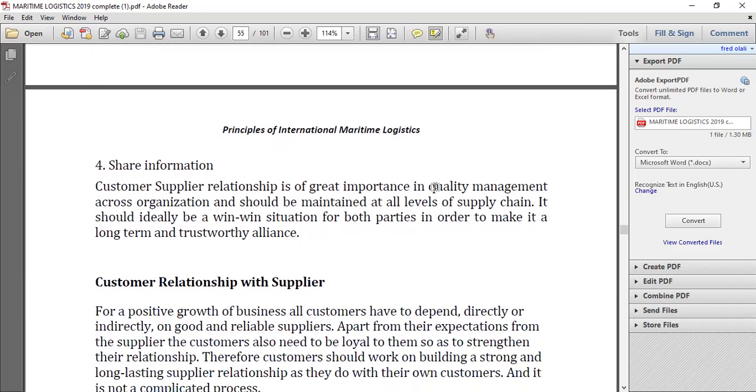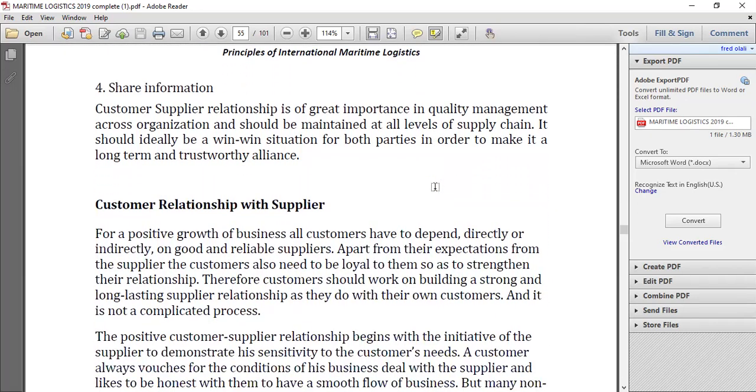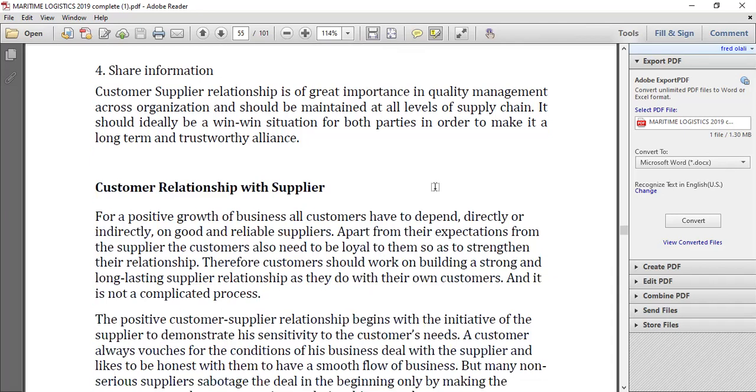Flexibility. As a customer, you need to be very flexible. If the supplier does not have what you need, then you must be ready to take what he has, or you look for another alternative. Then share information. Customers are required to share information about their product with other people, so that the chain is enlarged, or this information reaches a large number of people. So customer supplier relationship is of great importance in quality management across the organization, and should be maintained at all levels of the supply chain.